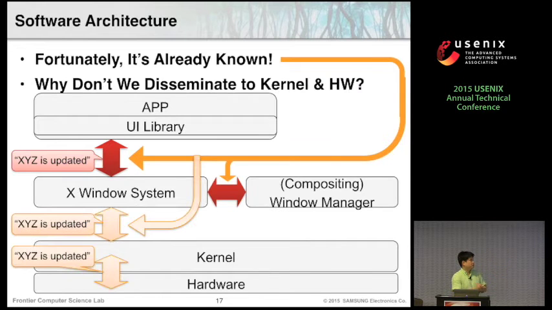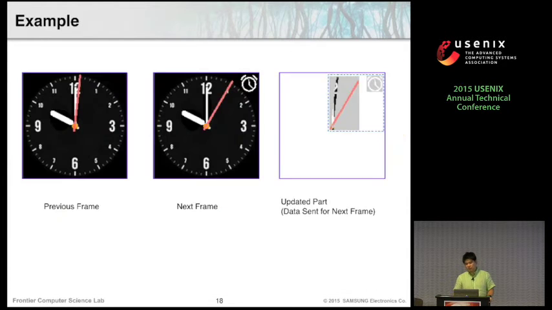If we introduce some additional information channel for the kernel, so that the kernel's graphics subsystem is aware of which part is updated, and let the kernel control the hardware accordingly, then we can save power based on this information without looking at every frame. So this is an example of how it works. The left-hand side is the previous frame, and in the center is the supposed frame, which is going to be shown in the next frame.